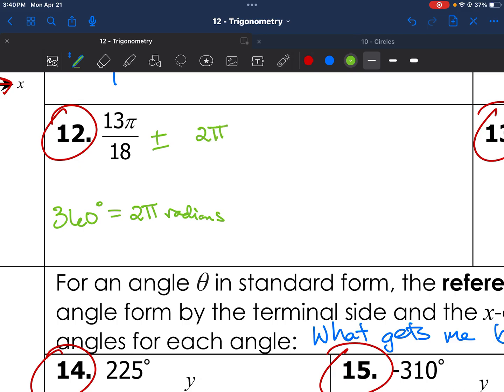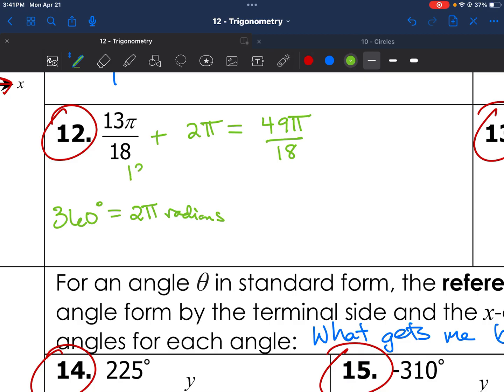Now again, sometimes this will work out very nicely, sometimes it won't. You just have to pay attention to what it's wanting. It's wanting to have one positive and one negative, so we may have to add 2 pi twice, we may have to subtract 2 pi. It doesn't really matter. But with this one, if I add 2 pi, so let me get rid of that minus sign, let's say we do 13 pi over 18 plus 2 pi and reduce it, we will get 49 pi over 18 radians, and that is one coterminal angle.